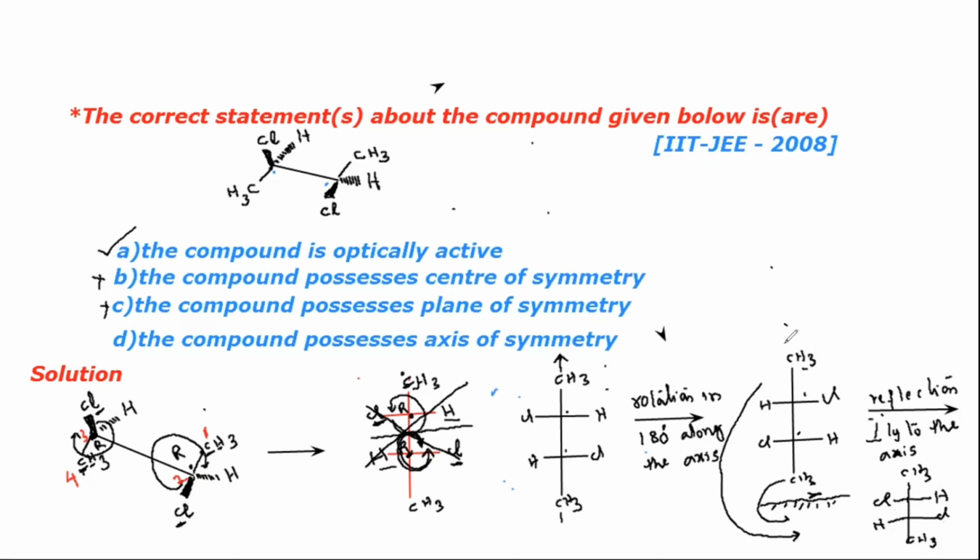Now compare the first and third structures. Are they identical? Yes: H Cl, H Cl, Cl H, Cl H. So 1 and 3 are identical structures. When 1 and 3 are identical, the compound will have an axis of symmetry. Therefore, this compound has an axis of symmetry. So the right options are A and D.